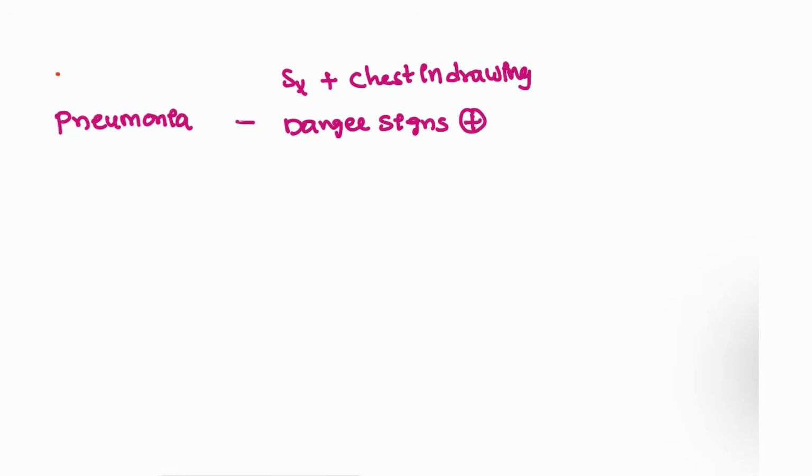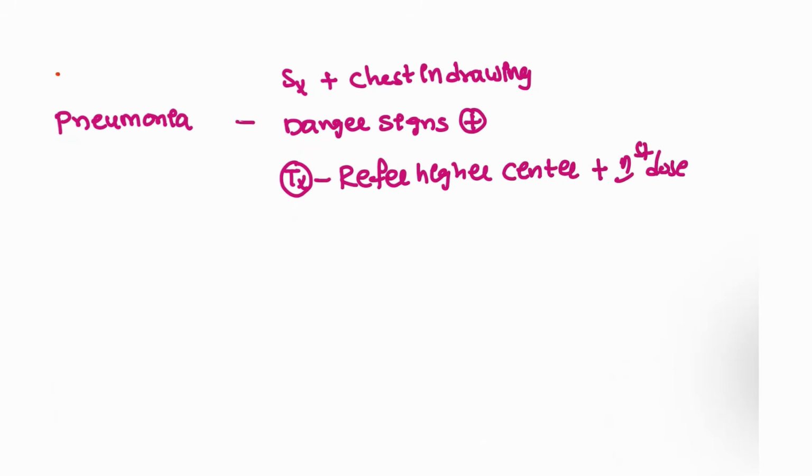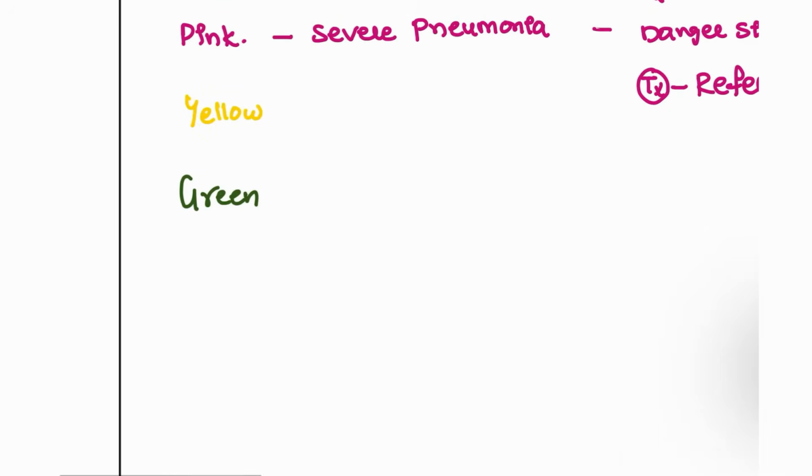So for this patient, what is the treatment protocol that you are going to follow? The immediate treatment for this patient is to refer to a higher center, and along with that, you have to give the first dose of antibiotic. So IV antibiotic will be given for this baby. Next one. So here this is the yellow category, which is known as pneumonia.